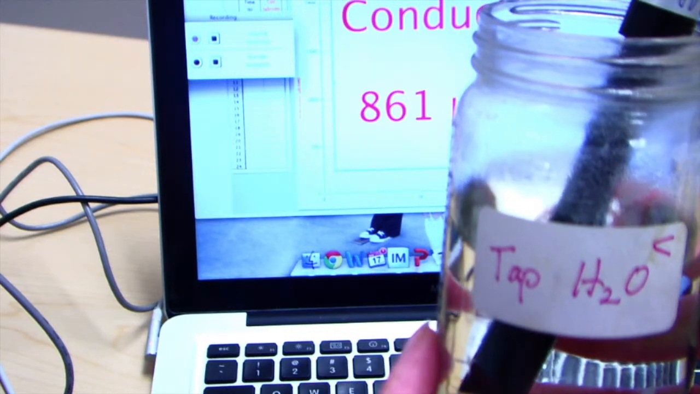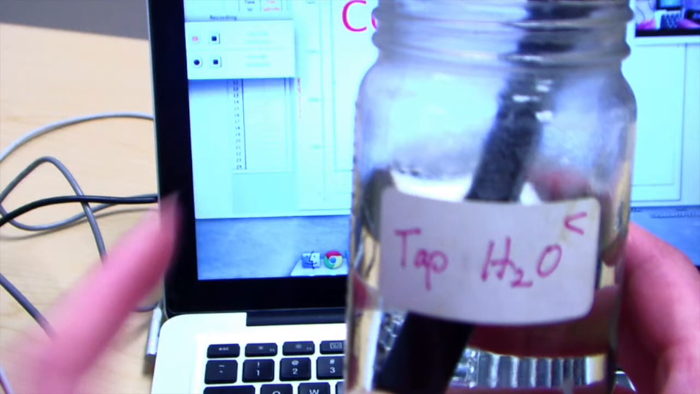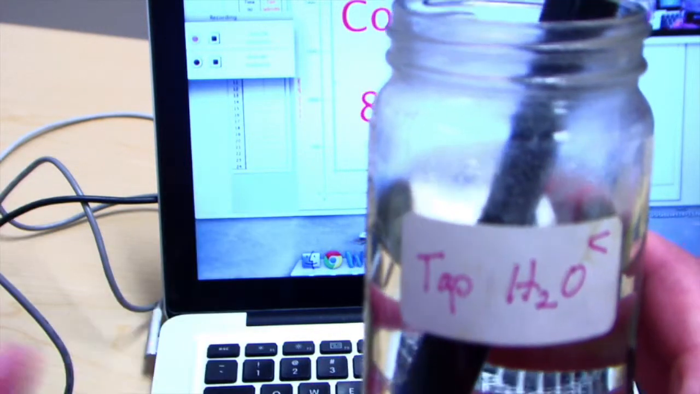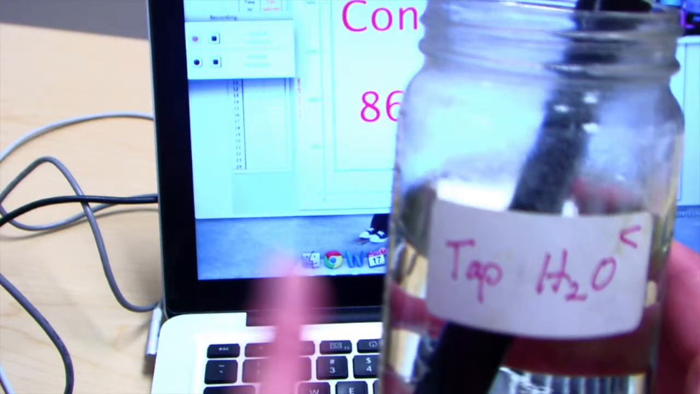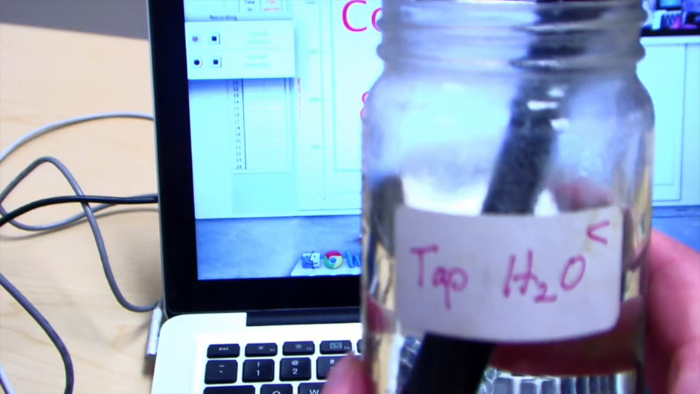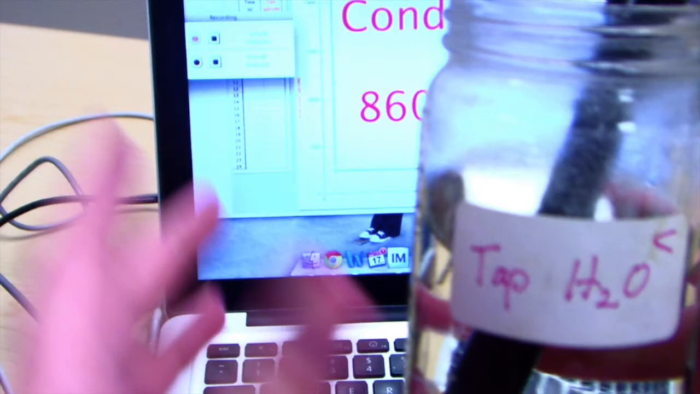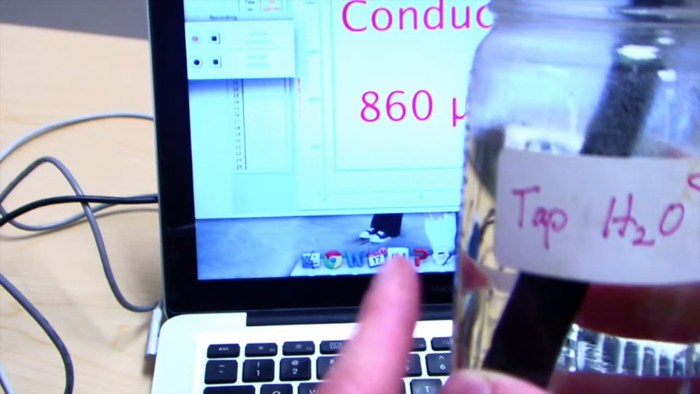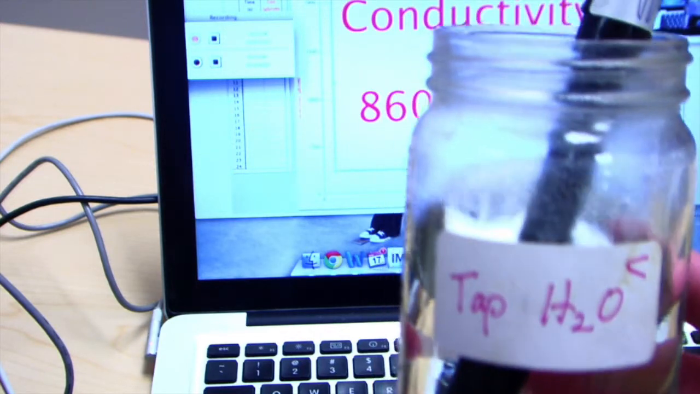It has some calcium, and that's that white scaly stuff that you usually get in your sink. It has iron, which is the brownish orange color that sometimes stains our bathtubs. It also has things like fluorine that we add for the safety of our teeth. So tap water is not straight water, and this conductivity that we are reading is really the conductivity of those ions, those charged pieces that are floating around and able to move.